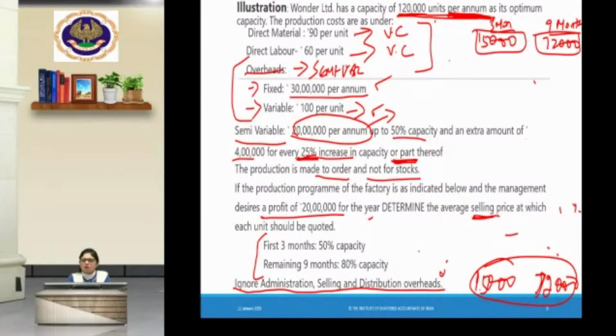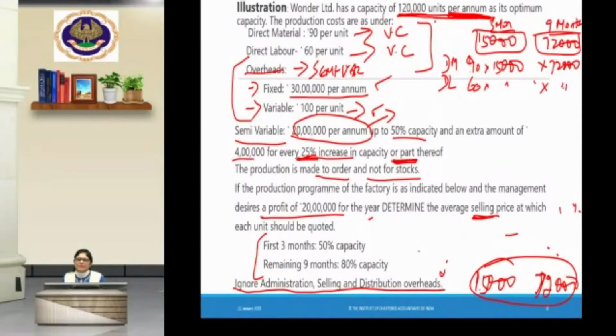Now, first of all, direct material, 90 into 15,000. Direct material is a variable cost. You just have to calculate, per unit is given. So you have to just multiply it with number of units. 90 into 15,000 and 90 into 72,000 will be the direct material. Then comes direct labor, 60 per unit. So 60 into 15,000 and 60 into 72,000.